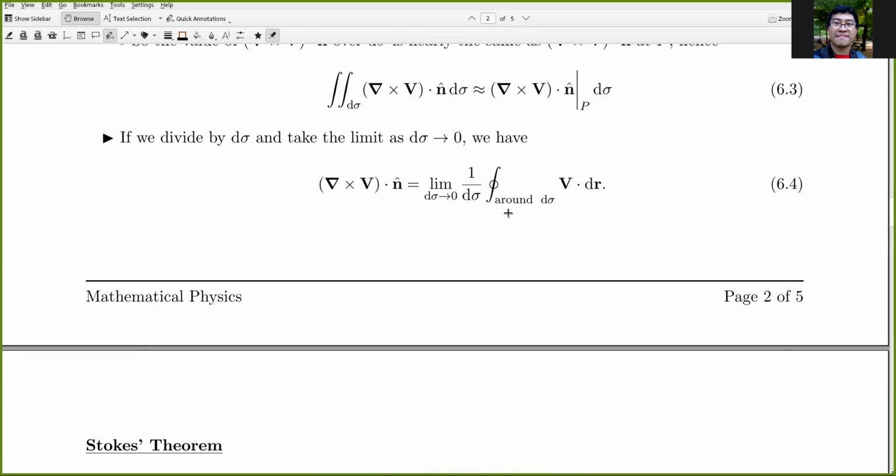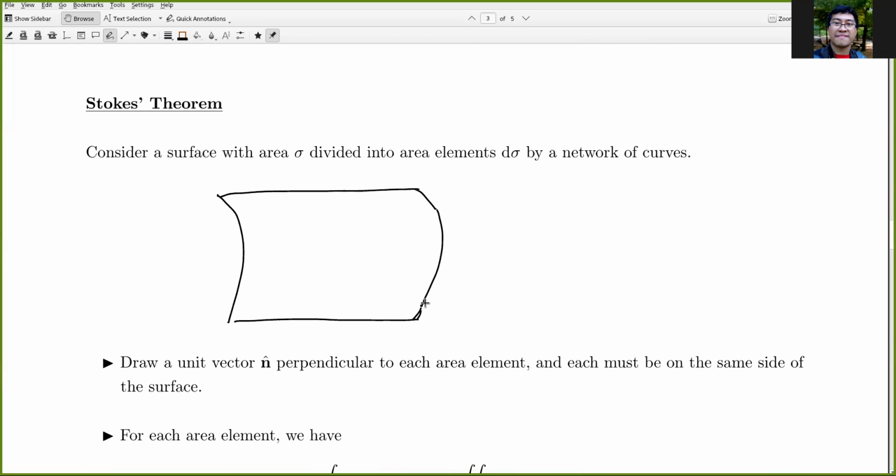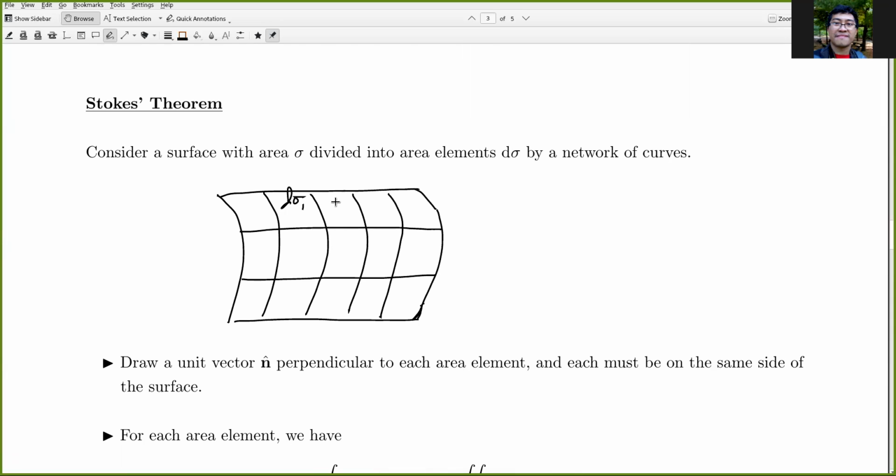Now consider a surface with area sigma divided into area elements d sigma by a network of curves. So suppose this is our curve, kind of curved, so that if we divide this into many areas, let's say we'll call this d sigma 1, d sigma 2, d sigma 3, and so on.